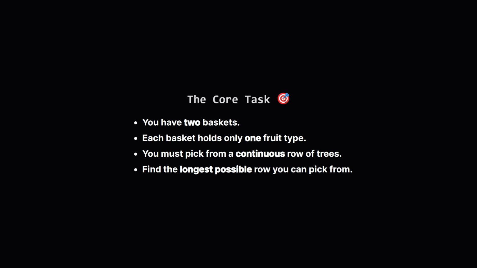The most important constraints are that we only have 2 baskets, and each can hold only a single type of fruit. This means at any given time we can only be collecting a maximum of 2 different kinds of fruit. As soon as we hit a third type, we have to stop. Our goal is to find the longest continuous stretch of trees we can pick from that follows this rule.